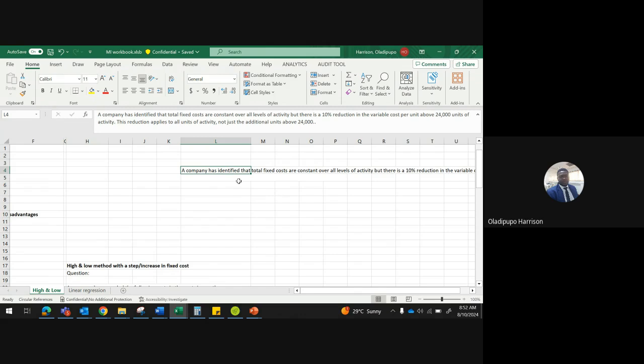All right, so this one says the company has identified that total fixed costs are constant over all levels of activity, but there is a 10% reduction in the variable cost per unit that is above 24,000 units of activity. This reduction applies to all levels of activity, not just the additional units above 24,000 units. So what's the next step?